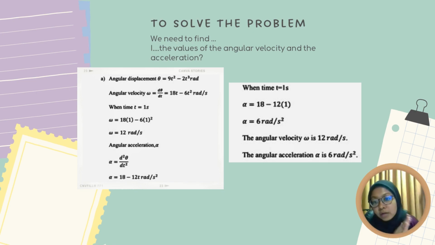And then to find the angular acceleration, we need to differentiate the angular displacement two times, and then we can get alpha equals 18 minus 12t radian per second squared. Then replace t with 1, and alpha equals 6 radian per second squared. That's all for me. Then I will pass to Farah.